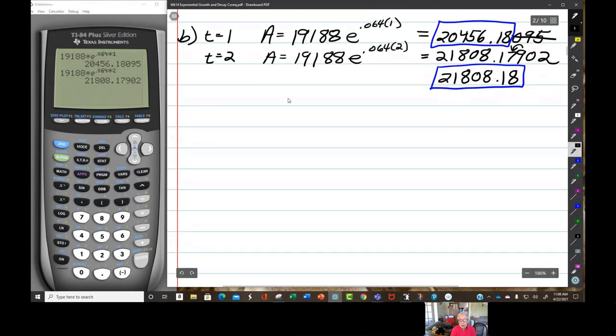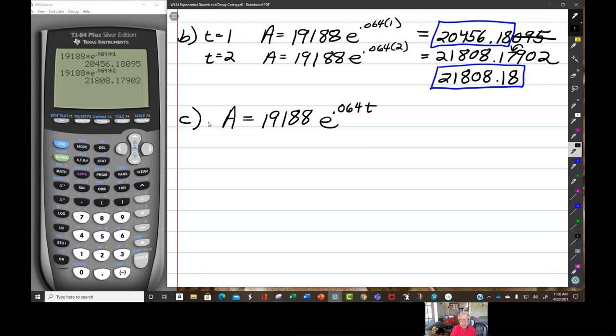The amount of time it takes your initial investment to double. And we all care about that. So what we're going to do is first type our specific formula. That's probably the safest thing to do. 19188 times e to the 0.064t. This is the amount after time. What we're interested in is how long will it take that amount to double. So over here on this side, I multiply this number by 2.